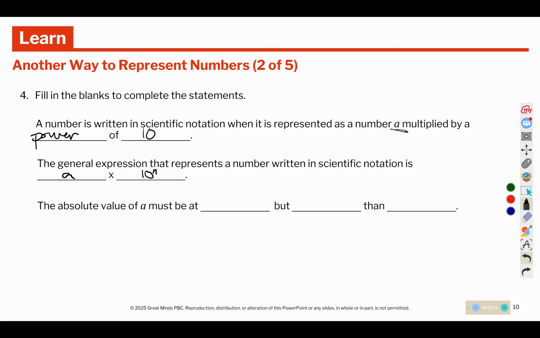The absolute value of A must be at least 1 because we want a single whole number, but it has to be less than 10 because 9.99999 is less than 10 and it has that one whole number in front of the decimal.